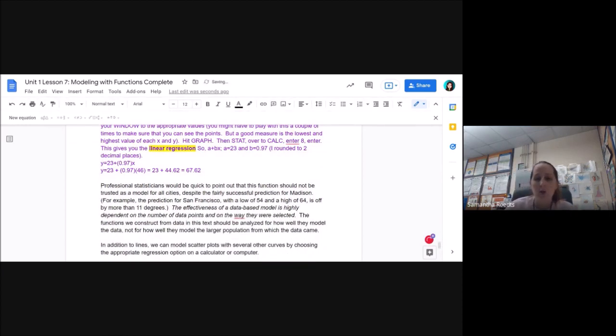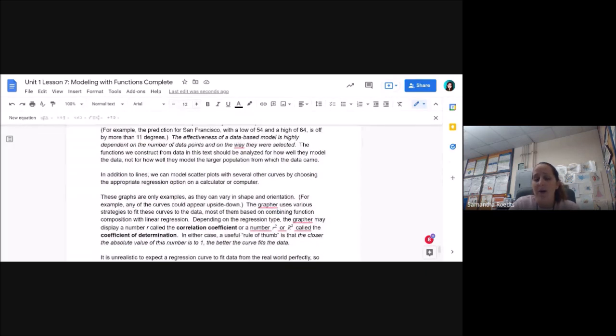Professional statisticians would be quick to point out that this function should not be trusted as a model for all cities, despite the fairly successful prediction for Madison. For example, the prediction for San Francisco with a low of 54 and a high of 64 is off by more than 11 degrees. The effectiveness of a data-based model is highly dependent on the number of data points and on the way that they were selected. The functions we construct from data in this text should be analyzed for how well they model the data, not for how well they modeled the larger population from which the data came.